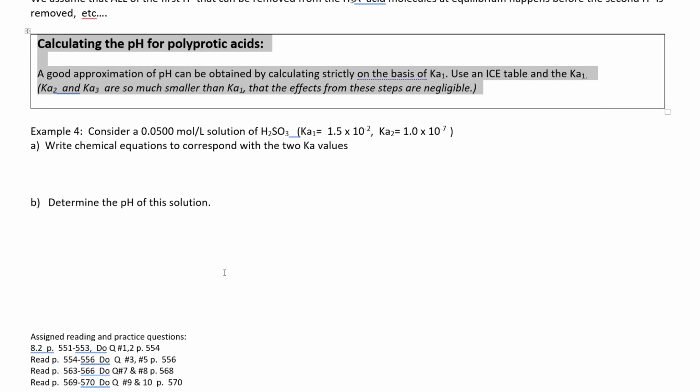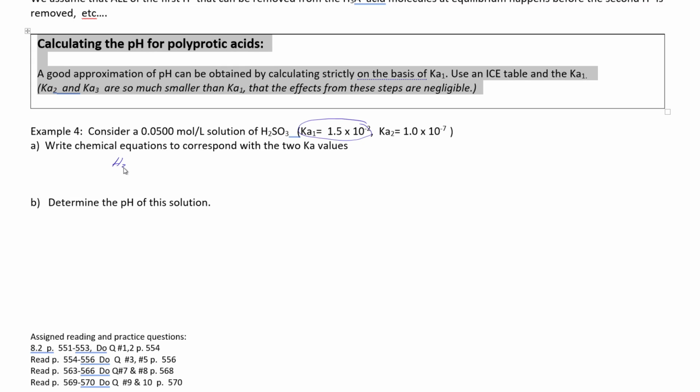So we'll do a quick example of this. So say we have sulfurous acid, H2SO3, and we've got Ka1, which is 1.5 times 10 to the negative 2, and Ka2, which is 1.0 times 10 to the negative 7. So as you can see, this is the value that we are going to use, right? Because this is significantly smaller. So write the chemical equations to correspond with the 2 Ka values.